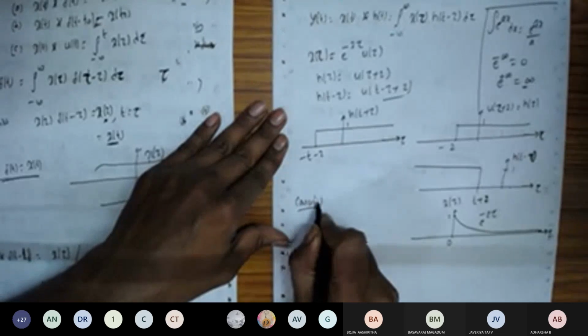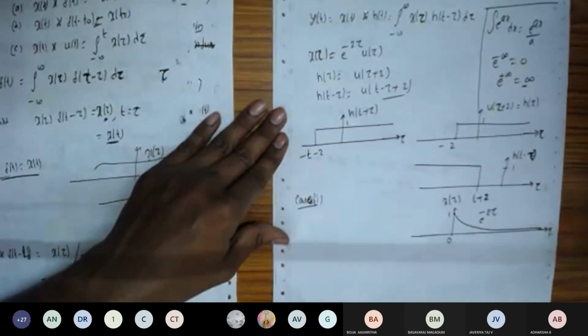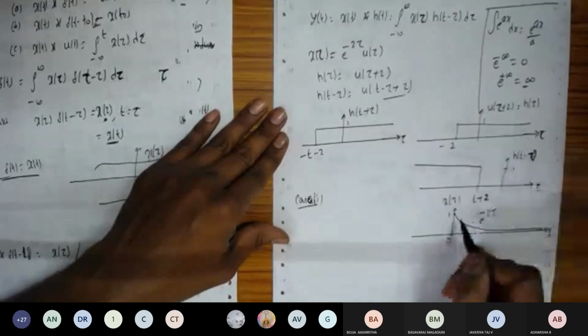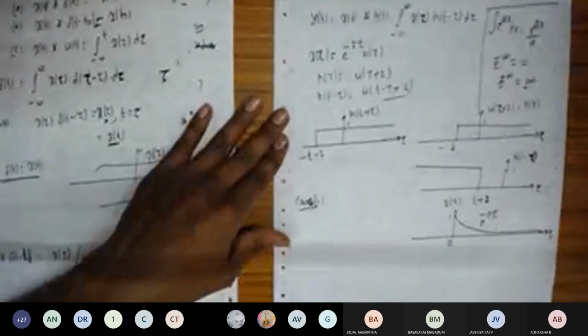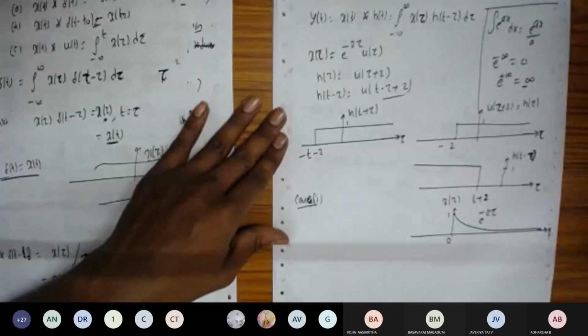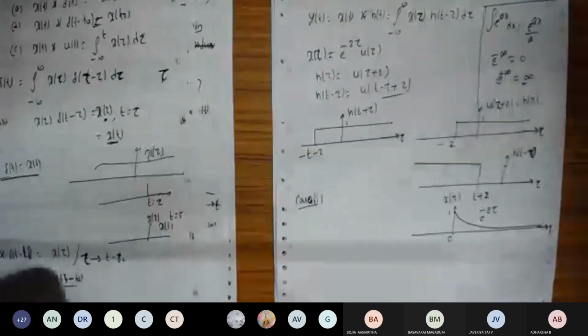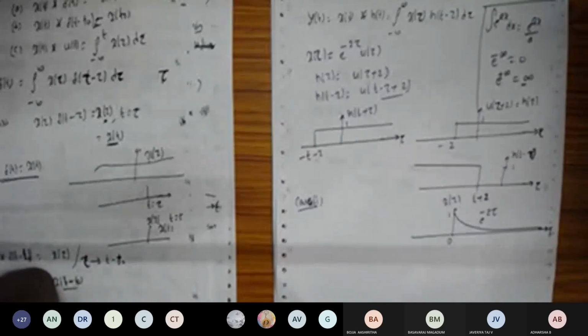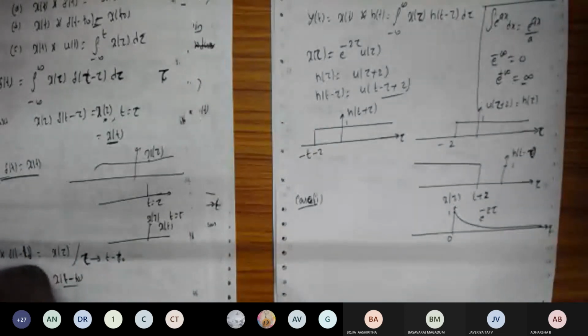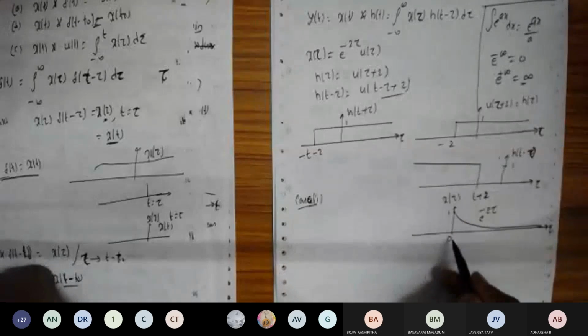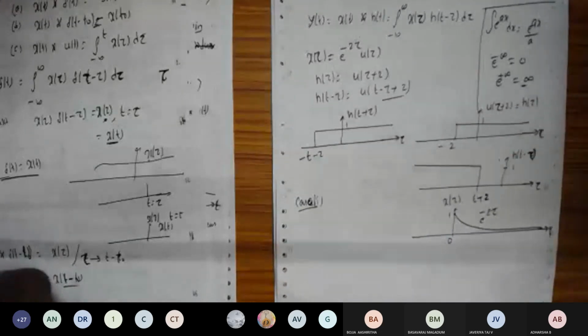Now let us take the cases here. Case 1. What is the case 1? Can anybody tell me? This is h of t minus tau, and this is x of tau here. Based on these two, we are going to take the cases here. Similar to the discrete time convolution, here also you're going to use the convolution. Here t plus 2 is there, and here 0 is there. What is the first case?